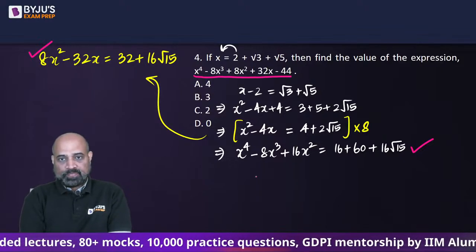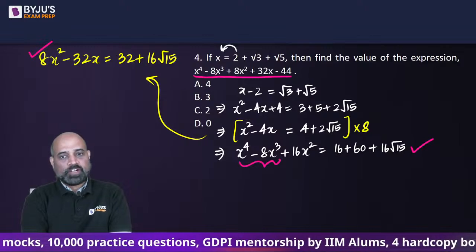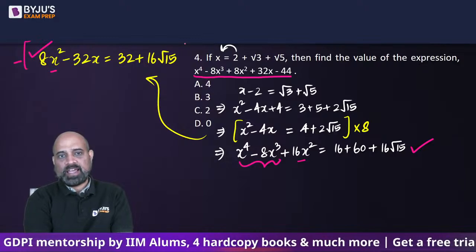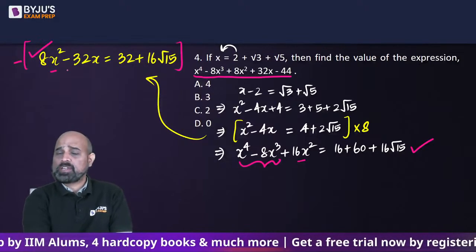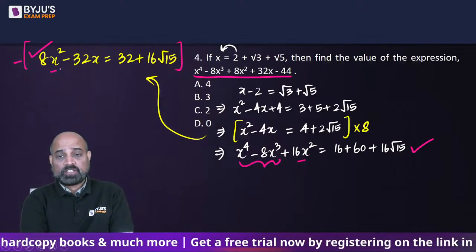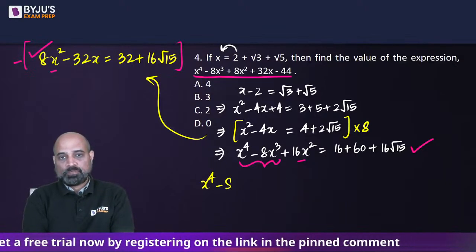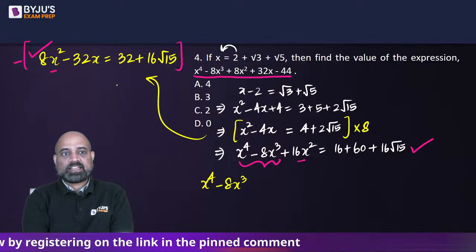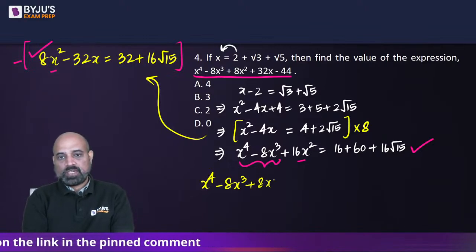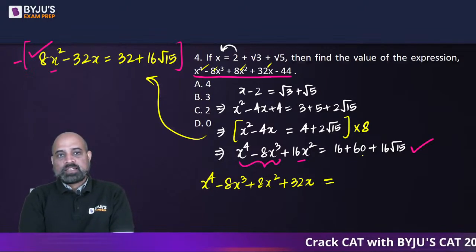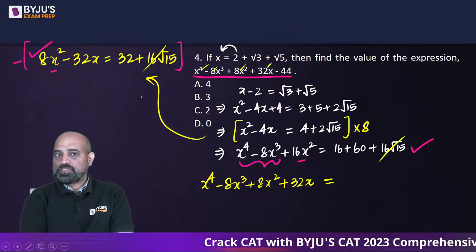So x to the power 4 minus 8x cube we already have. We need 8x square. We have 16x square and 8x square. Can I say if I subtract, I'll have 16x square minus 8x square, that will result in 8x square. So that should be our target. I'm going to subtract and I will have x to the power 4 minus 8x cube, 16x square minus 8x square is 8x square. Minus of minus 32x will give me plus 32x, which makes sense. All the four terms are here. And that will be equal to 16 root 15 and 16 root 15 will vanish.